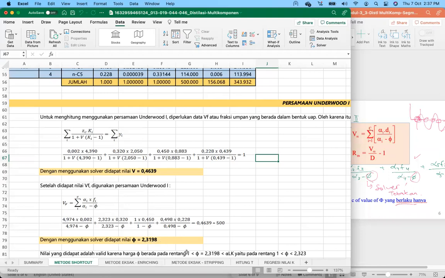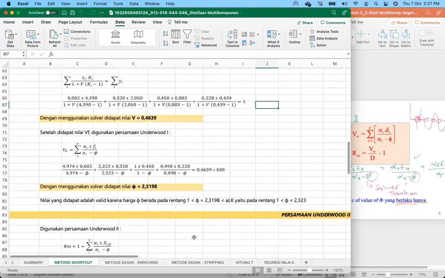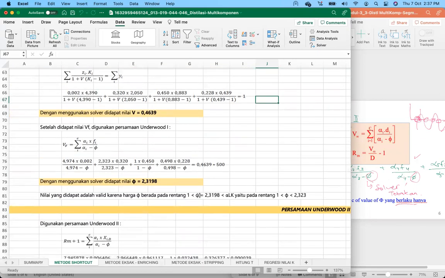So then they got 2.3198. Okay, the value obtained is valid because the value of C is in the range between 1 and alpha LK, which is 2.3 something. Okay, up to here, any question?